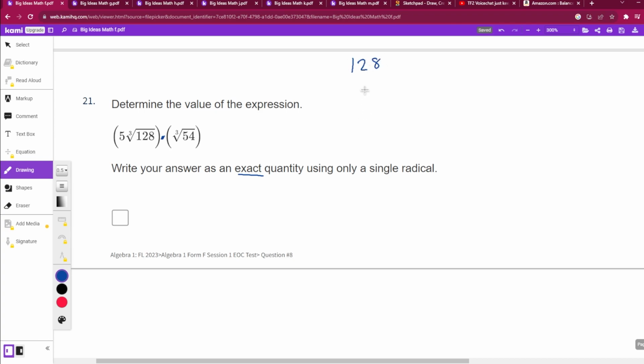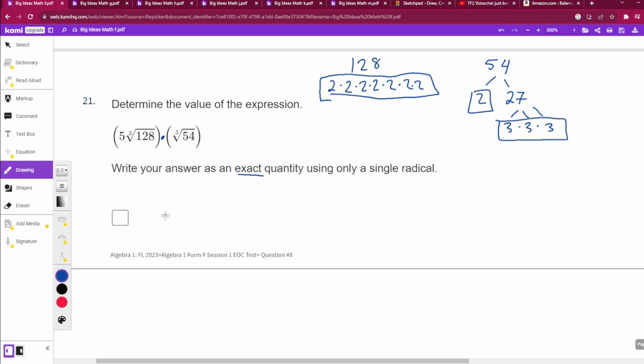So it's good to memorize your powers of 2. I know 128 is 2 to the 7th power. So this is 2 times 2 times 2 times 2 times 2 times 2 times 2. And then 54, we have to break down into its prime factors. It's an even number, so I know that's 2 times something. 2 times 27. And then 27 is 3 times 3 times 3. And then all of the prime numbers, those are the ones I'm interested in.